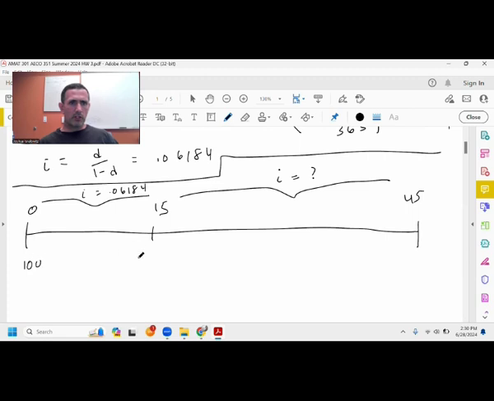So 100, 100. So we got 950, the accumulated value. So the first 100 earns 15 years of interest at an annual interest rate of 6.184%. So it's 100 times 1.06184 to the 15. Then it's 1 plus i. This is 30 years.